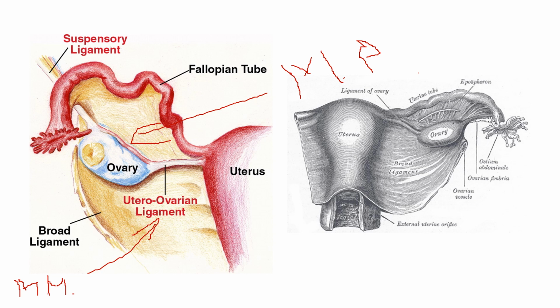And this is the mesovarium. So we learned that the broad ligament has three parts: mesometrium, mesosalpinx, and mesovarium.